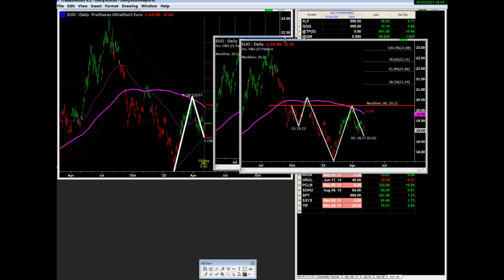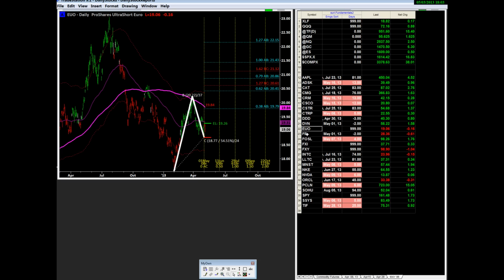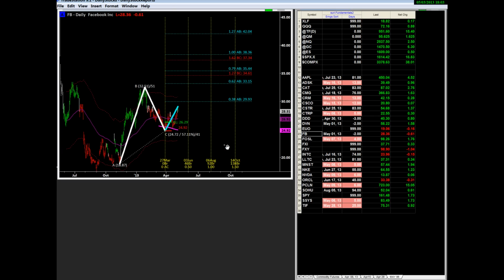Okay, let's go to Facebook. Facebook is not one of my stocks to trade, but I know lots of you are probably trading it. Here is an ABC pattern. They did have a pretty positive earnings report. Today it fell, but yesterday it went up almost $1.50. So I'm thinking the target for Facebook would be $33 and $35, and it could probably go even higher, but that would be the first target zone.